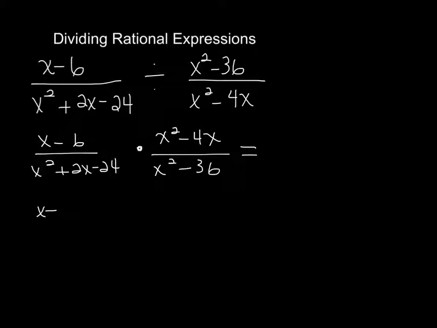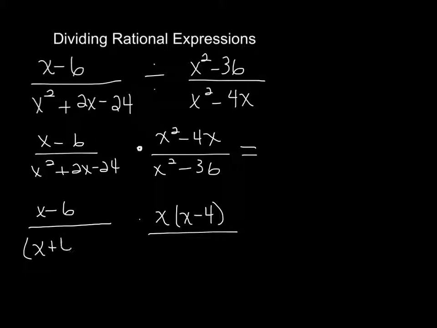Of course, the first numerator, we really don't have to factor anything because it is in factored form. Our second numerator, we have a GCF of x, which leaves us with x times x minus 4. Now, our first denominator factors to be x plus 6 times x minus 4. And our last denominator factors to be x plus 6 times x minus 6.